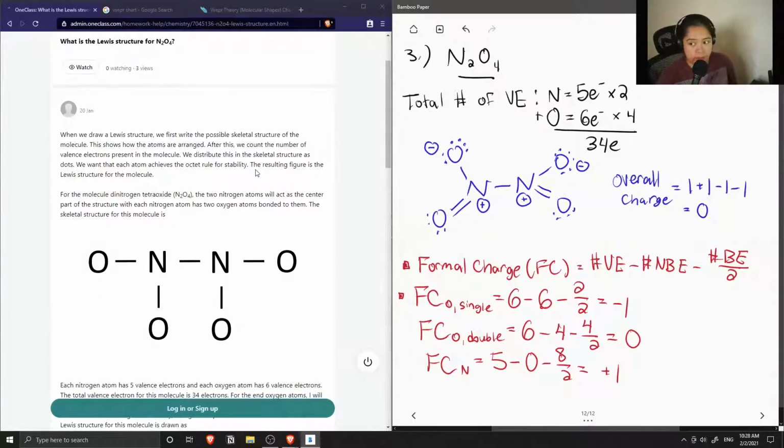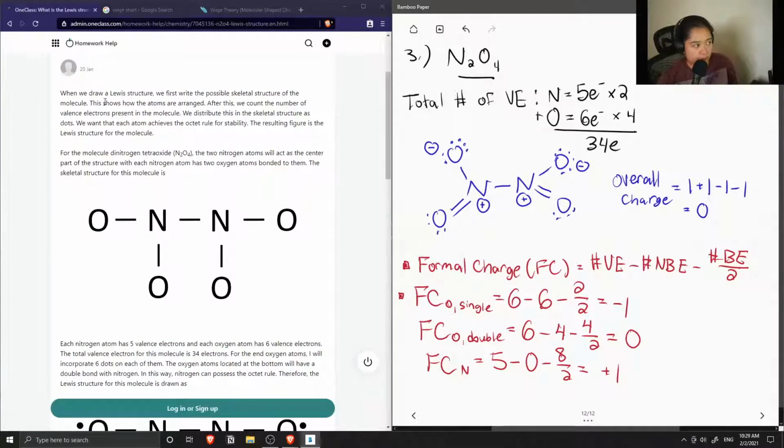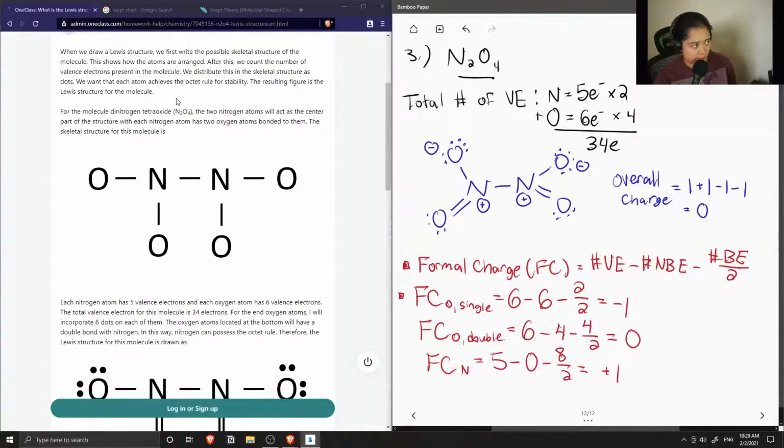And the junior tutor said, when we draw a Lewis structure, we first write the possible skeletal structures of the molecule. This shows how the atoms are arranged. After this, we count the number of valence electrons present in the molecule, and we distribute this in the skeletal structure as dots. We want that each atom achieves the octet rule for stability. The resulting figure is the Lewis structure for the molecule.